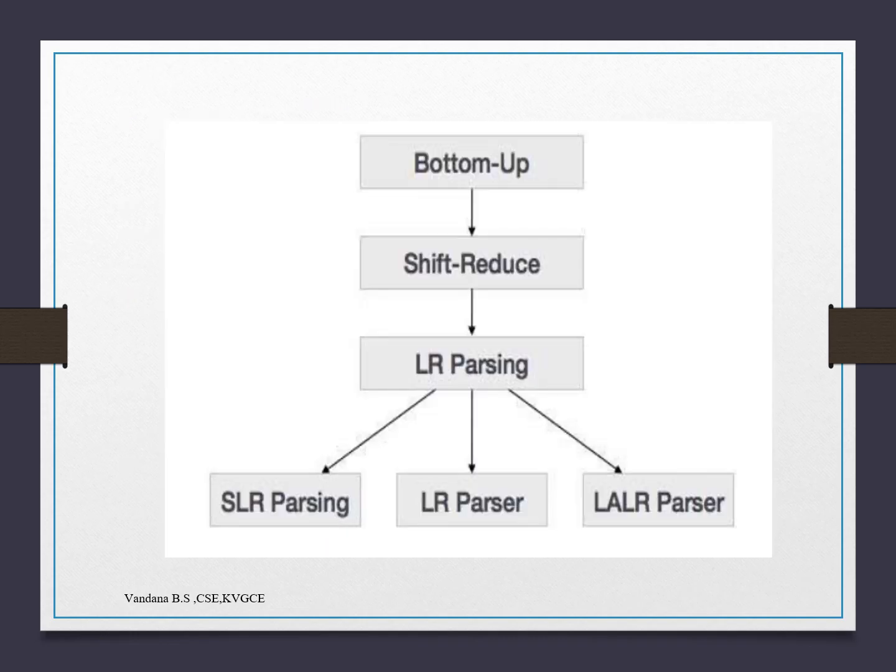The types of bottom-up parsing are shift reduce parsing and LR parsing. The basic version is shift reduce parsing, and the next is LR parsing. In LR parsing there are three categories: SLR, that is simple LR parsing; the second one is canonical LR parsing; and the third one is lookahead LR parsing. We'll study them one by one. Let us study the first one, shift reduce, the basic version of the bottom-up parser.